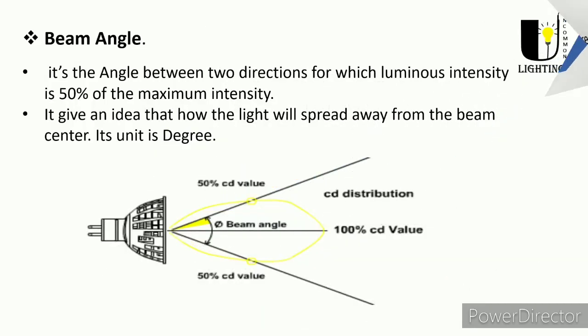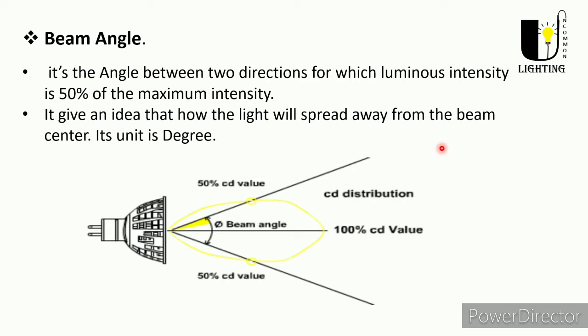The third is beam angle. Beam angle is a very critical part of lighting designing. Whenever you are doing designing, the selection of beam will give you a better idea of how the light will spread away from a center line. In technical terms, the definition of beam angle is the angle between two directions at which luminous intensity is 50% of maximum intensity. This is called a beam angle.